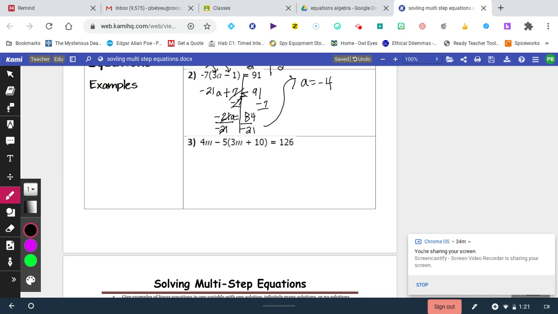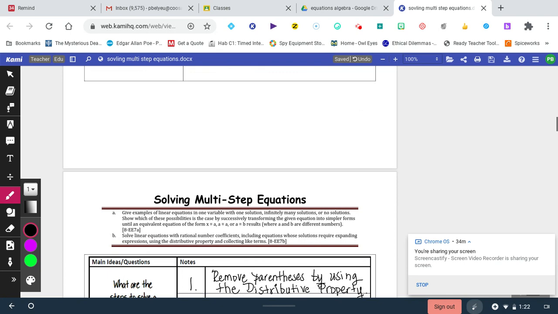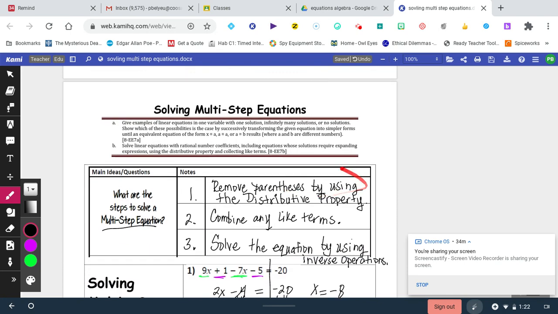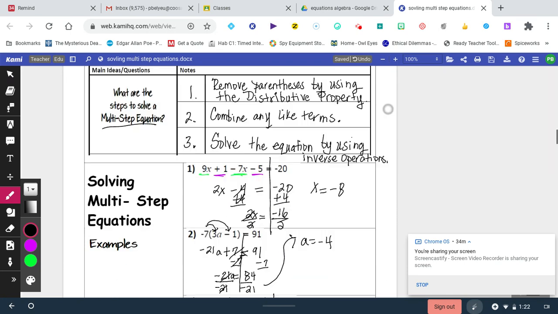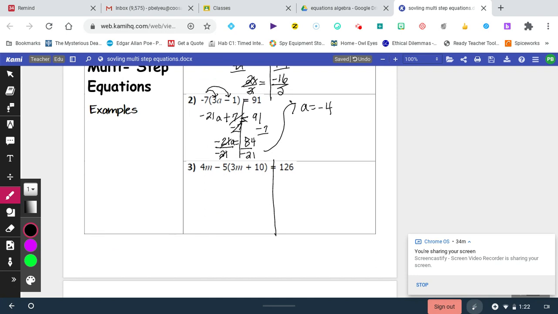All right, let's take a look at number 3. Number 3, I see parentheses too, and I'm going to tell you what I don't want to see. I don't want you to try to put 4m with 5. They're not even like terms. The very first thing this says to do is remove parentheses by using the distributive property. So I don't care about this 4m right now. I'm not even going to focus on that. I'm just going to write it back down, 4m.